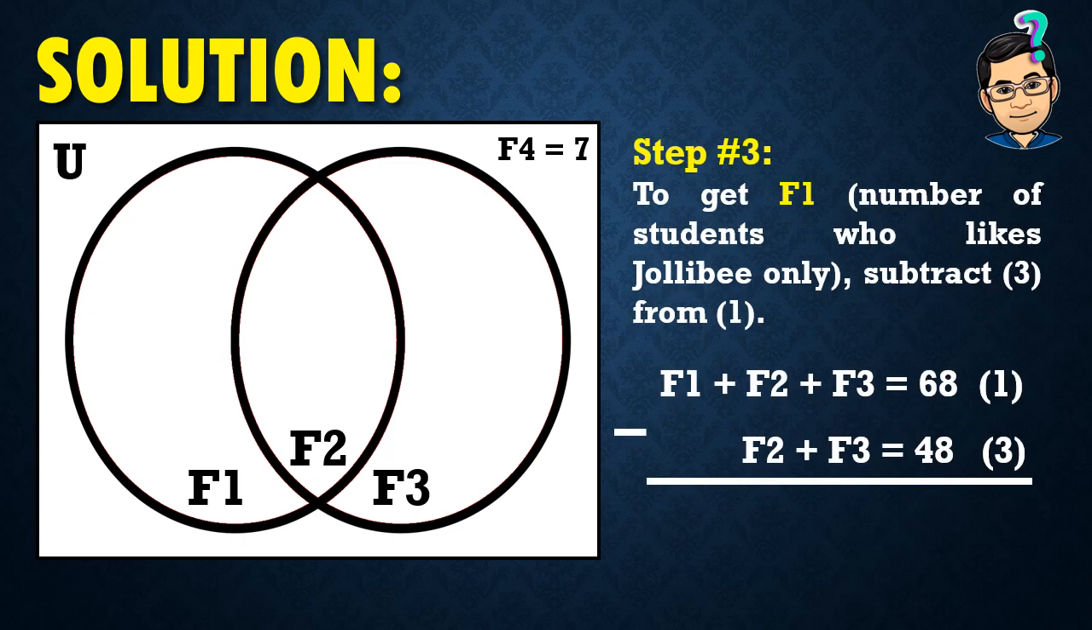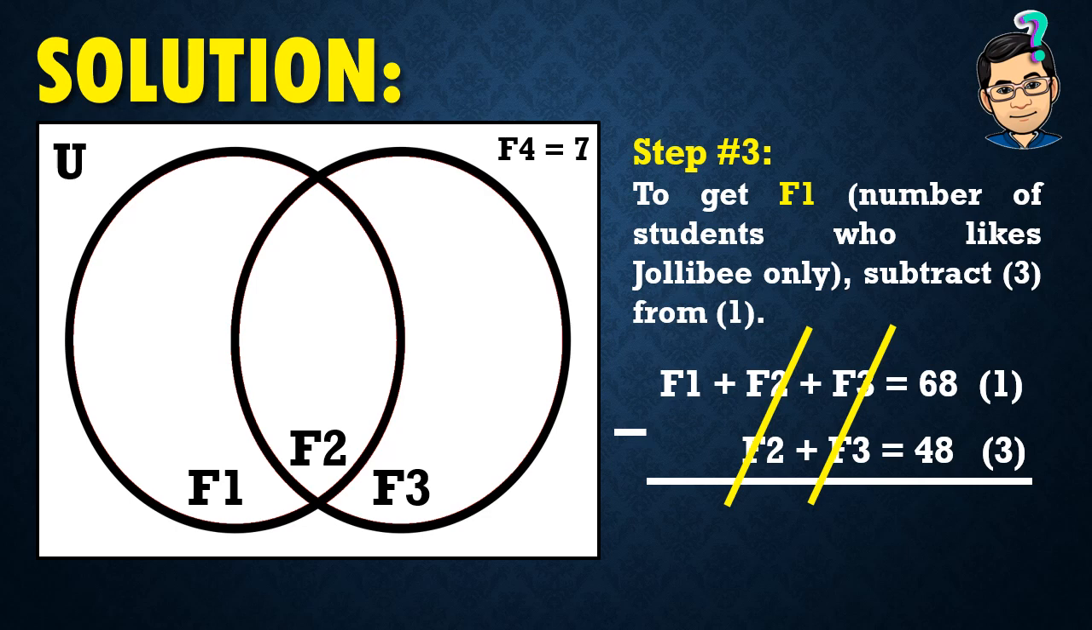Then, para makuha natin yung F1, ang gagawin natin, isa-subtract natin yung equation number 3, yung dun sa McDonald's, dun sa ating equation na F1 plus F2 plus F3 equals 68. So, para makuha natin yung F1. So, since nagma-minus tayo, ang mangyayari, makakancel yung F2 and then F3. So, para lang 1 minus 1 equals 0, di ba? So, kung mapapansin nyo, natira lang F1.